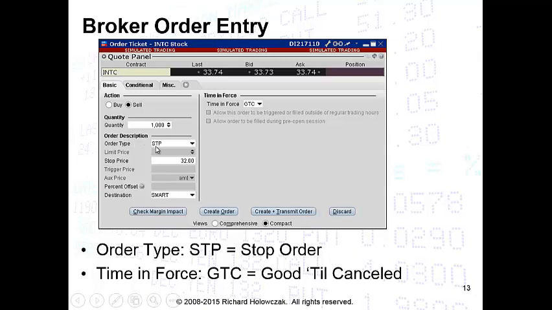Here's a typical broker order entry screen showing how to specify a stop order. So here's their particular code for an order type. This is STP. Limit price and some of these other fields are blanked out, and the stop price is prompted here. In our case, the order type is STP for a stop order, and our price is 32. It's a sell order. So this is basically, from a brokerage perspective, how we would enter that $32 stop loss order. The time in force here is GTC, which means good till canceled. We want this order to sit with our broker until we decide to cancel it.